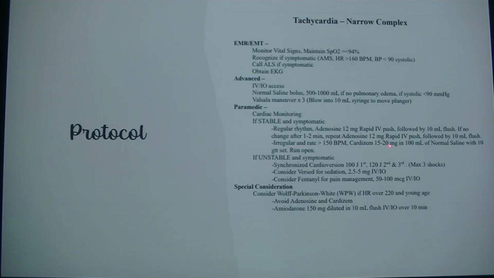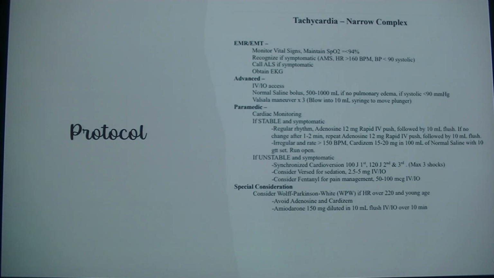we're going to go to Cardizem, 15 to 20 milligrams in 100 milliliters of normal saline with a 10-drop set, and just run it wide open. Because ultimately you can give it over 2 minutes. So that 100 mL is going to run in quickly, and it's not going to do any harm. So if they're unstable, you're going to synchronize cardiovert.